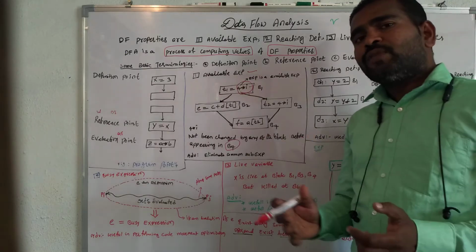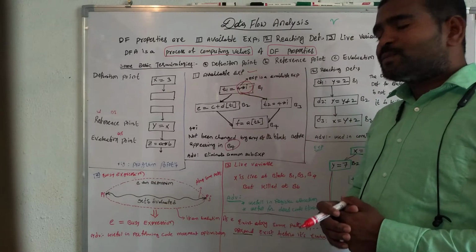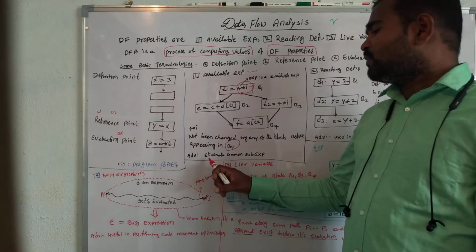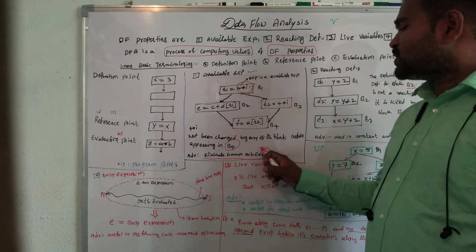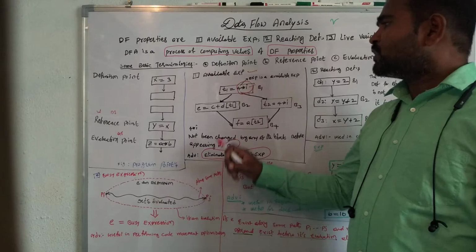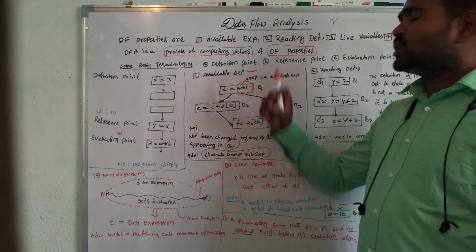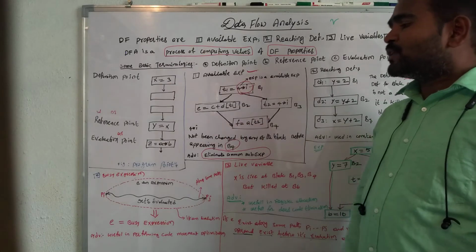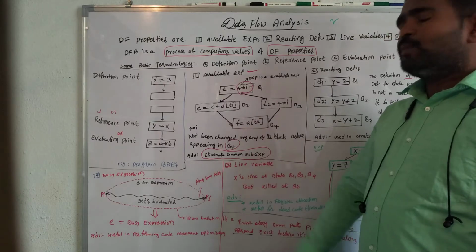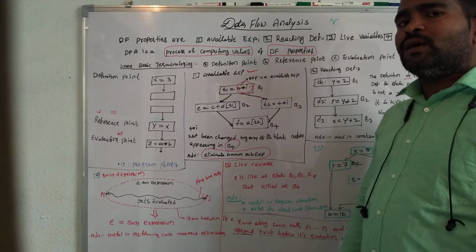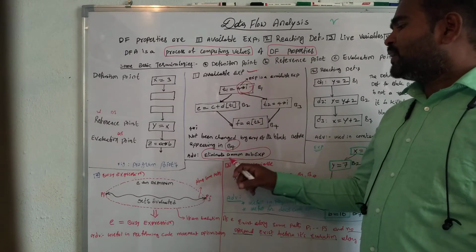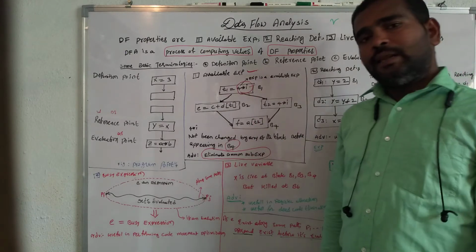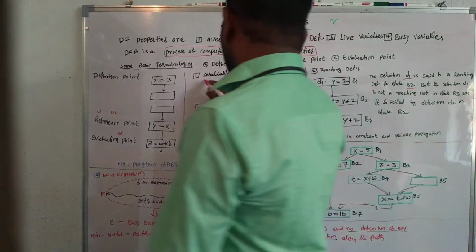What is the use of available expressions? The advantage is the elimination of common subexpressions. Whatever common expressions are there in our programming points or basic blocks, that expression is eliminated, which is common subexpression elimination. So this is the available expression.